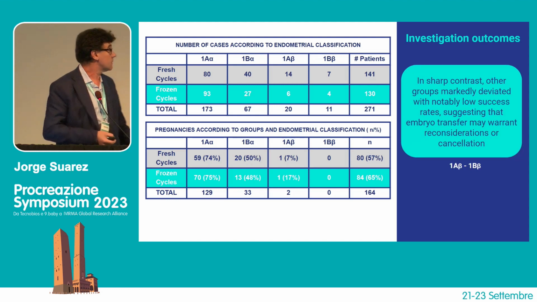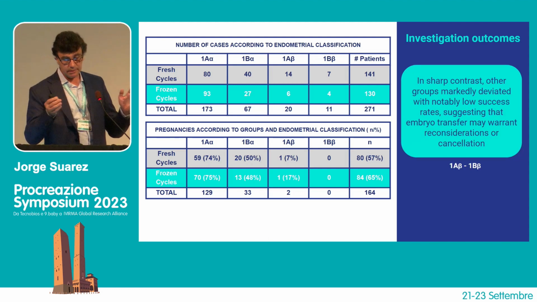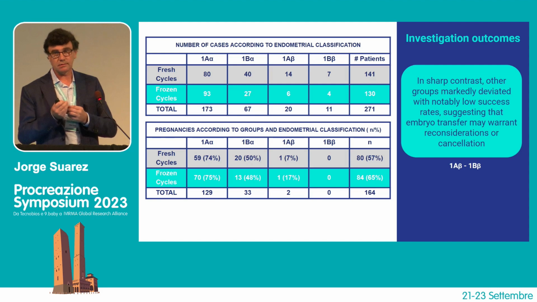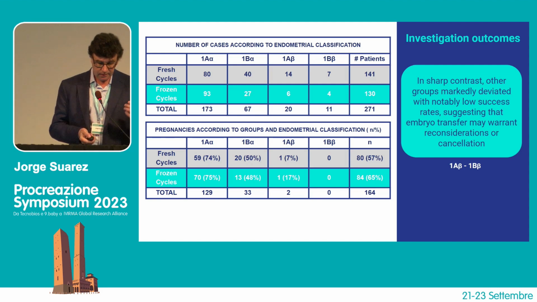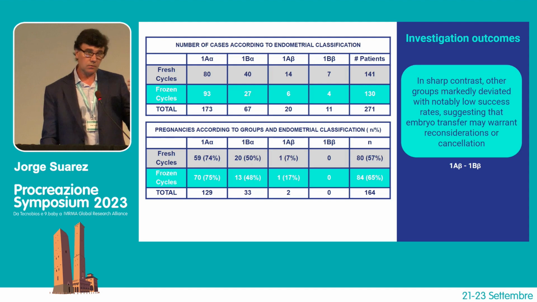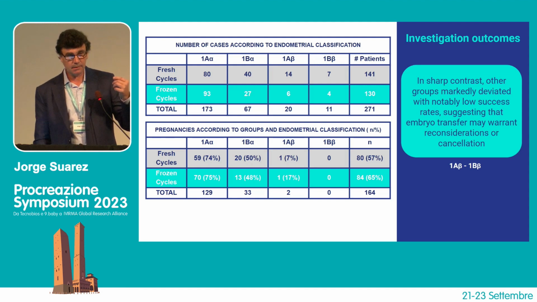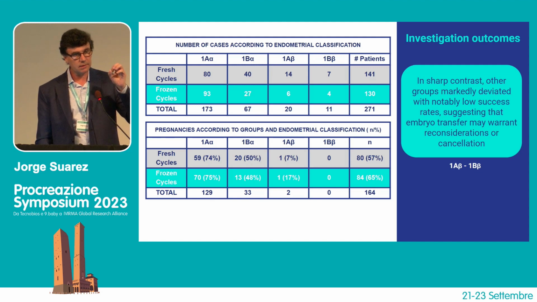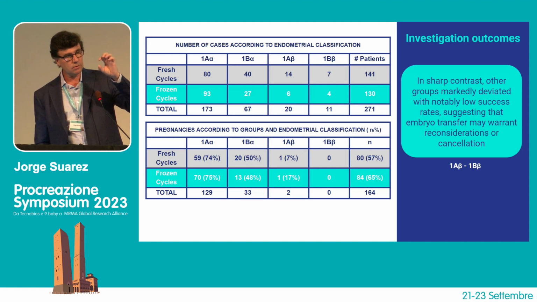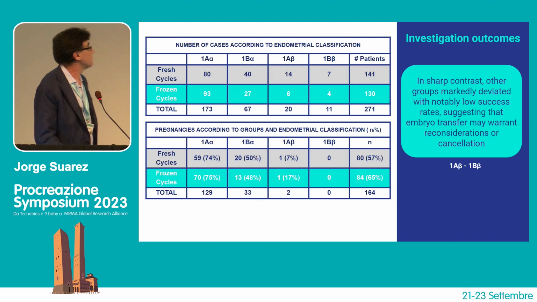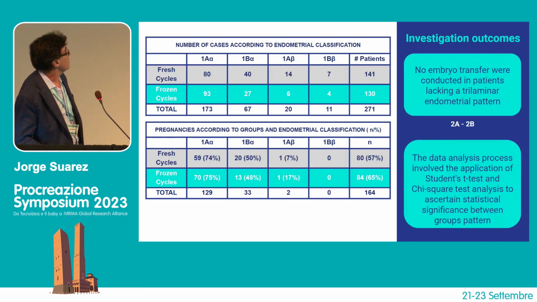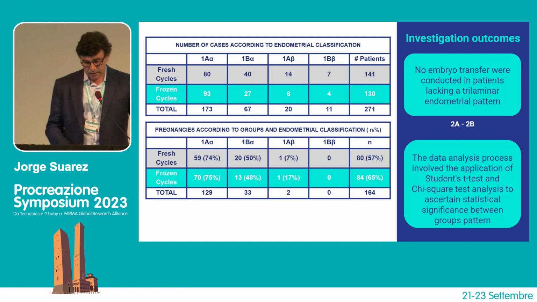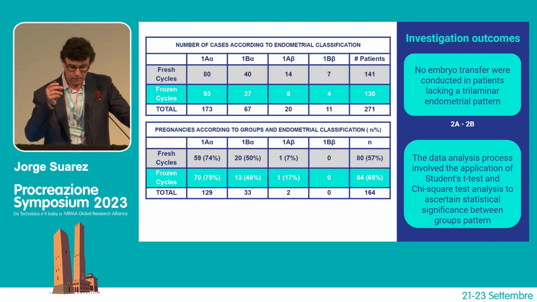In sharp contrast, the other groups markedly deviated, with notably low pregnancy success rates in the categories 1A beta and 1B beta. And remember that when we say beta, it means we don't agree with the proportion of the external layer compared to the endometrium. Okay? So, absolutely, as you know, no embryo transfers were conducted in patients lacking a trilaminar configuration.